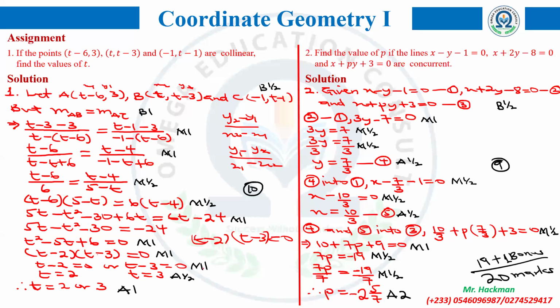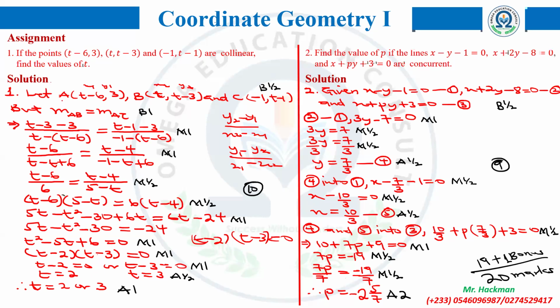Now, this step is very critical, where you set each of them to 0. So t minus 2 is equal to 0, or t minus 3 is equal to 0. If this connector is not there, or you bring a comma, you forfeit the mark here, you get 0. Be careful. I've warned you before. So at this point, I solve for t. So t will be equal to 2 here, and t will be equal to 3.